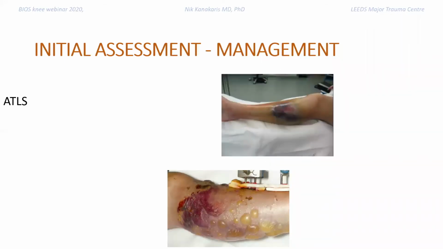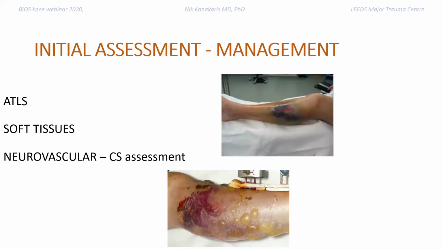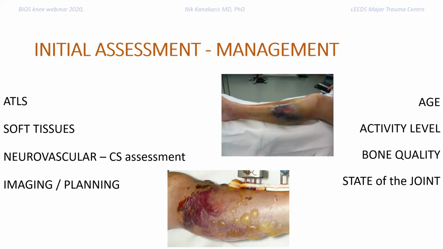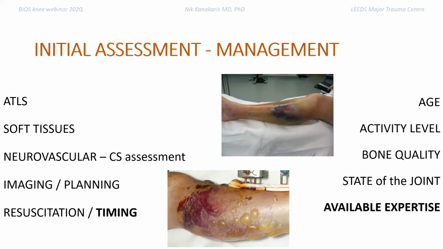In the initial assessment, the ATLS is of paramount importance for the overall assessment of the patient. Of course, we deal locally with the soft tissues, assess the neurovascular status, the vascularity and nerve supply to the distal extremity, and we monitor for compartment syndrome. Age, activity level, bone quality, and pre-existing arthritis may push us in a different direction as far as the treatment. And of course, we use imaging, usually a CT scan, to plan ahead. And then we wait to resuscitate the soft tissues, and then we need to time our intervention well. And of course, make sure that there is available expertise, or else refer the patient appropriately.